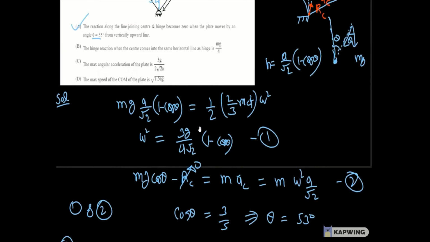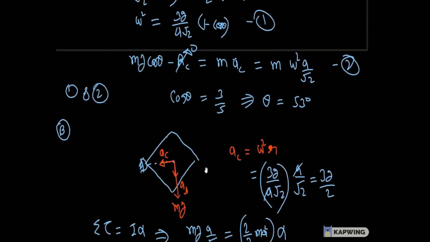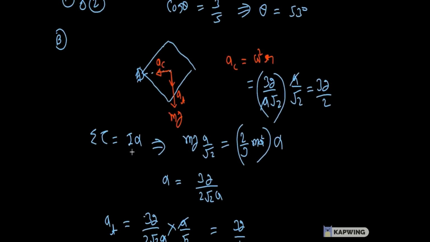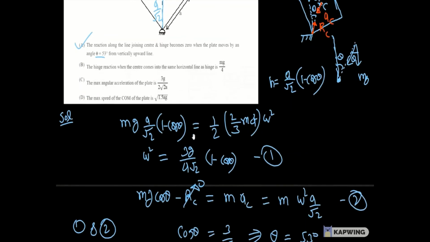Now let's move to option C, maximum angular acceleration of the plate. And that is correct, because maximum angular acceleration will be when torque is maximum, and that is when the plate has become horizontal. And as you can see, in this case we calculated alpha, and that is 3g by 2 root 2a.